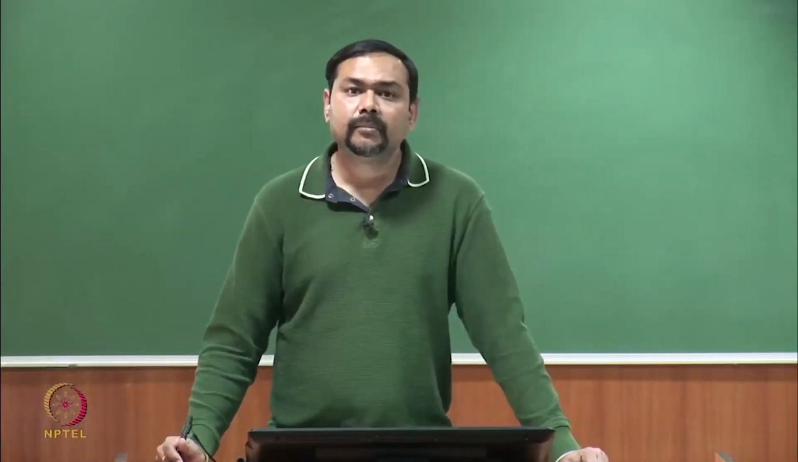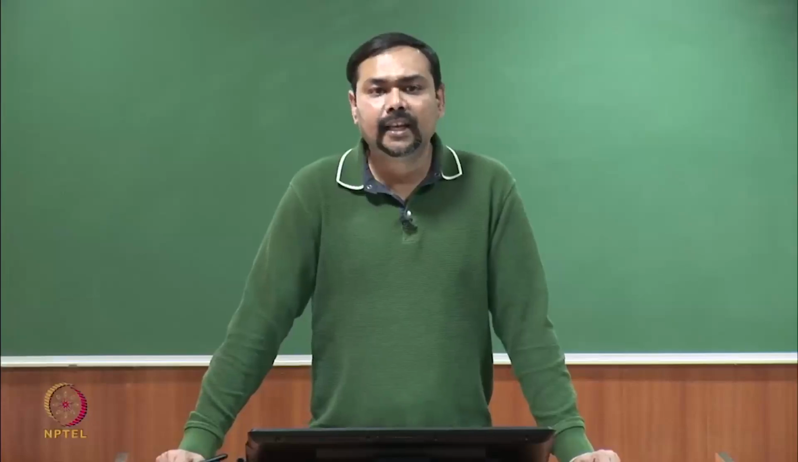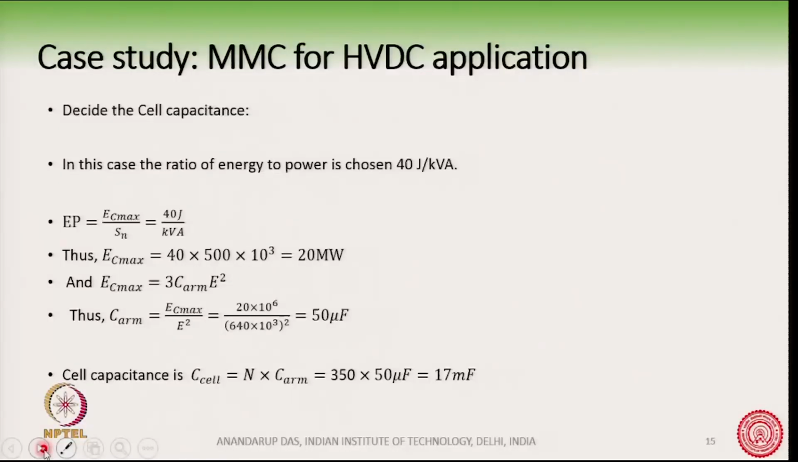Now, the next step is deciding the cell capacitance. Suppose we choose an EP value of 40 J per kVA, the energy to power ratio. Therefore EC max, where the kVA is 500, is 400 into 40 into 500. So, 20 megawatt, that much of value. Sorry, this is megajoule, not megawatt. So, there is a mistake here.